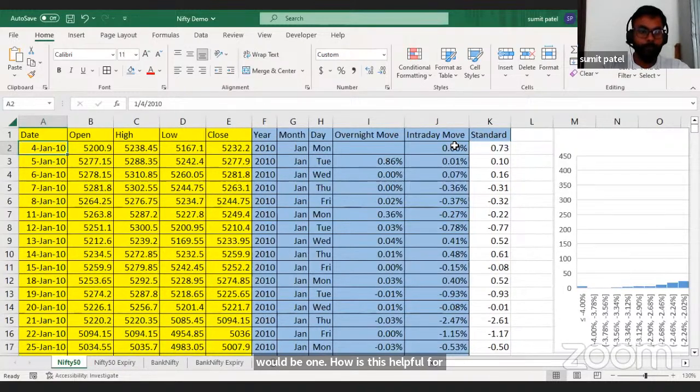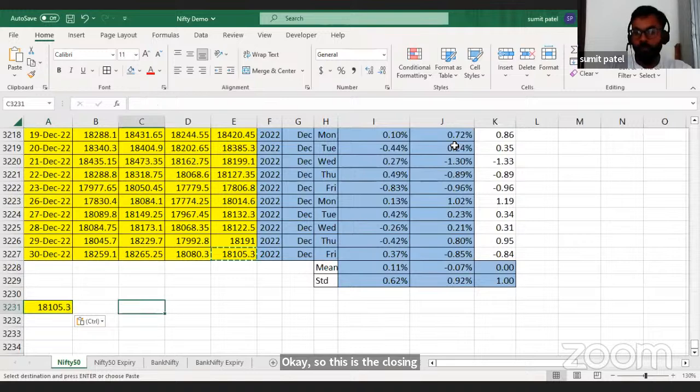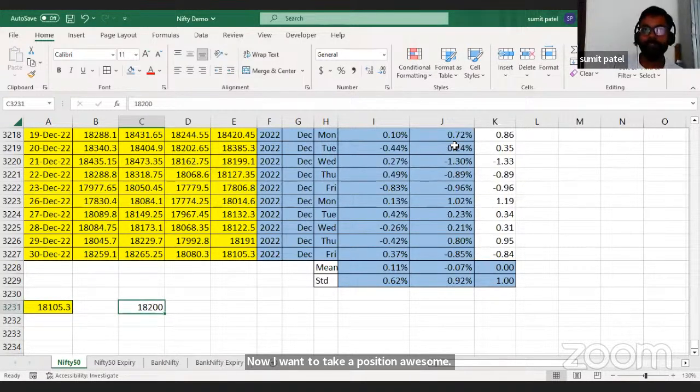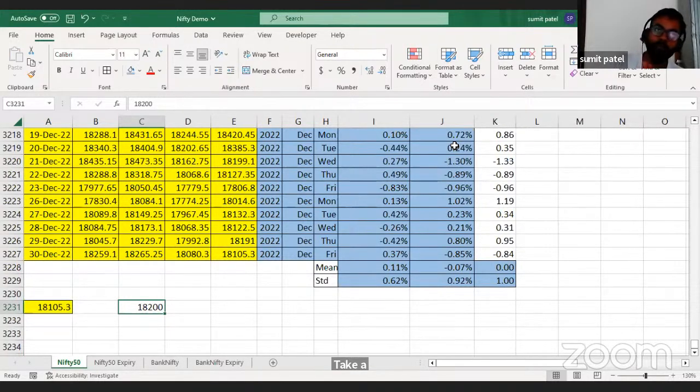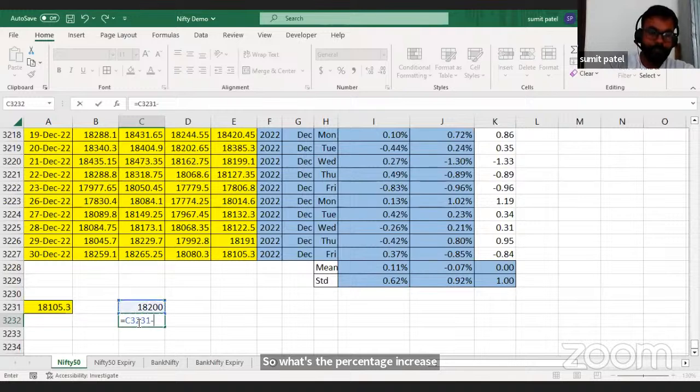Now let's say this is the closing of today. Now I want to take a position at 18,200. Taking a position depends upon the probability, or upon whether or not I make profit at 18,200. There are various options. If Nifty reaches 200, I can make profit then. If Nifty doesn't reach 200, I can make the profit then. Let's say I just want to calculate the probability of Nifty reaching 18,200 in the next trading session on Monday. So what's the percentage increase that I'm looking for?